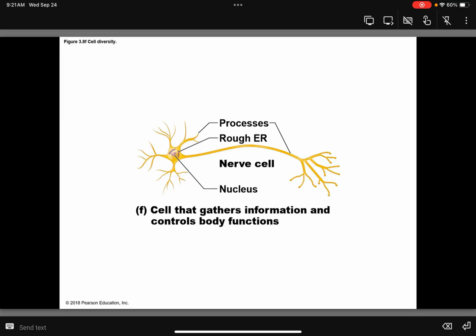So, illustration of a nerve cell has all these little projections that come off of it, and that helps to be efficient at relaying messages throughout the body.